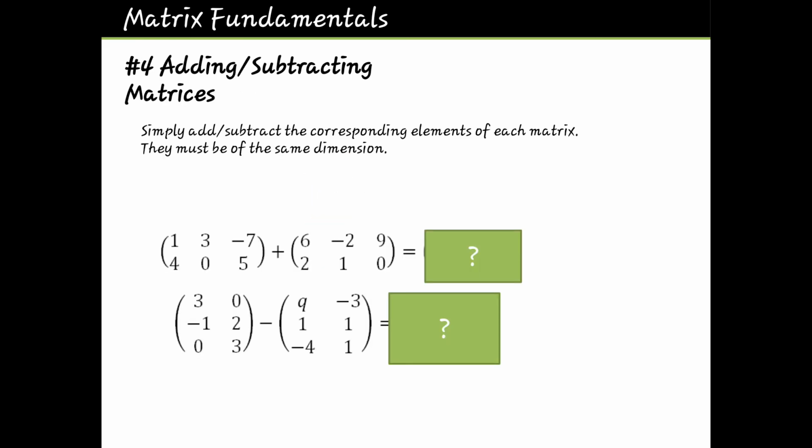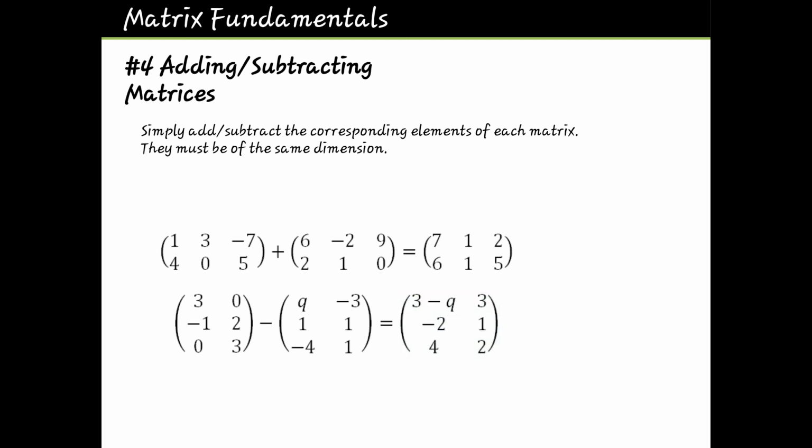Alright, let's continue. Then addition and subtraction of matrices. It is simply addition and subtraction of corresponding elements of each matrix. They must be of the same dimension. Is it clear? Meaning that whenever you are going to add or subtract vectors, they should have the same dimension, meaning they should have the same rows and columns as you are seeing in this example. So the answer here is this and the answer here is that.